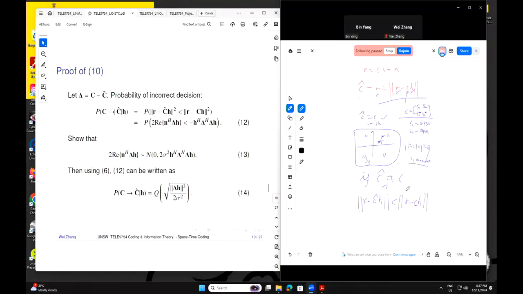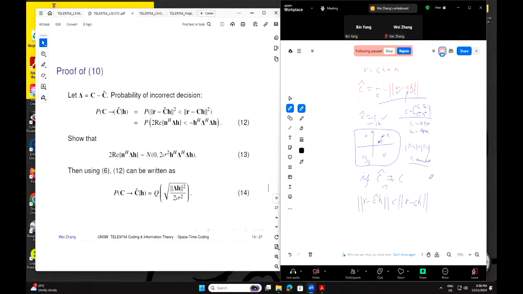So this distance is smaller than CH, so you make the detection at C hat, right? That's why you get the mistake in the detection, because the true value should be C. However, in the detection part, you measure the distance, and C hat is closer to the observation R. So that's why it's very similar to this example. So you can get this mistake.